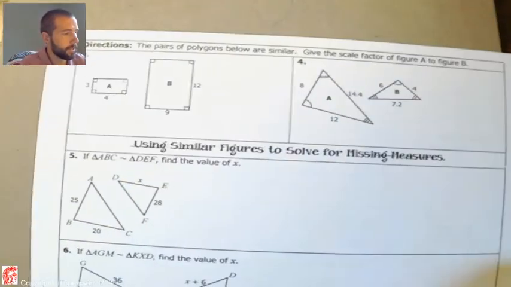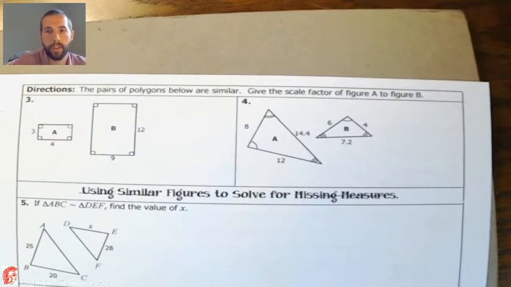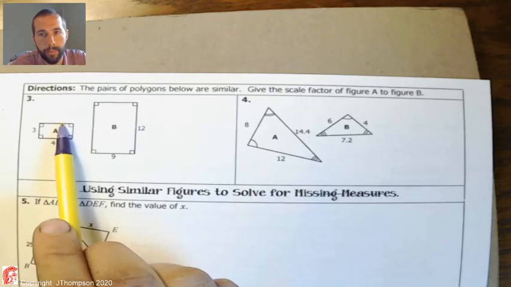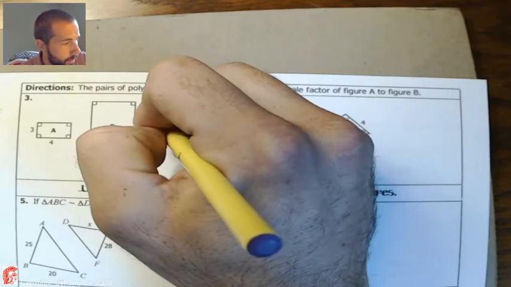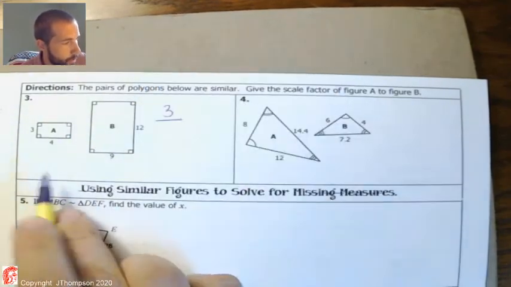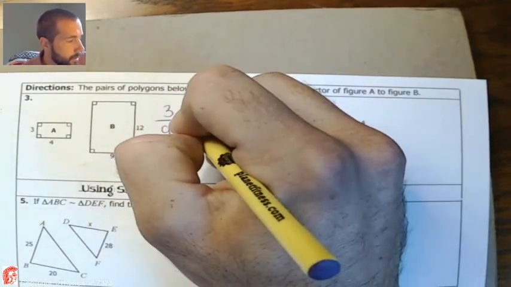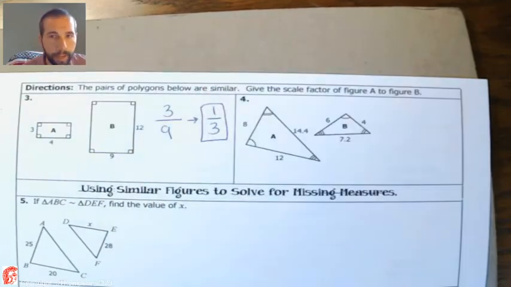Okay, now we're going to do some applications. So on the back, these pair of polygons are similar, give the scale factor of figure A to B. So the scale factor, again, is just writing a ratio comparing the two corresponding sides. So they want us to do A to B, so we're going to pick one of the sides in A and then match it up with the corresponding side in B. So we can pick either 3 or 4. I'll go with, how about 3? 3 is the smaller one. I'm going to match it with the smaller number on this side, which is 9. And that reduces to 1 over 3. So the scale factor of A to B is 1 to 3.